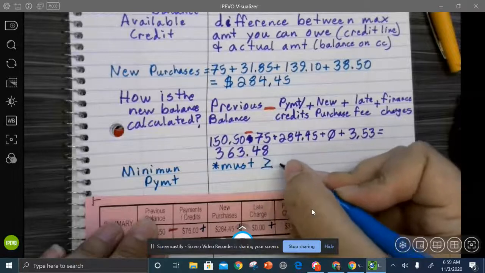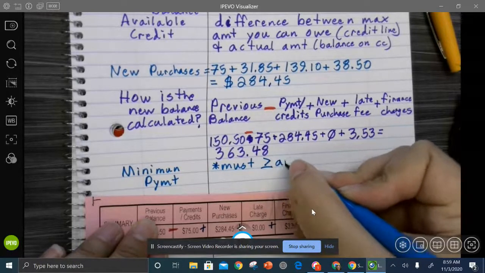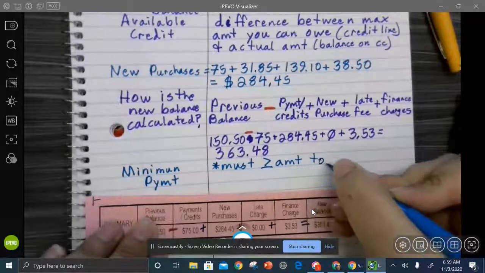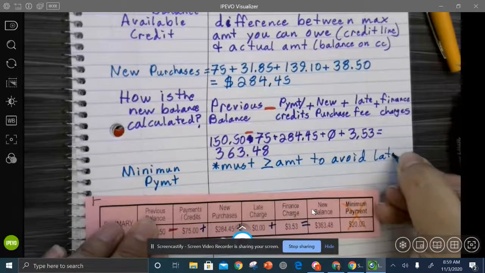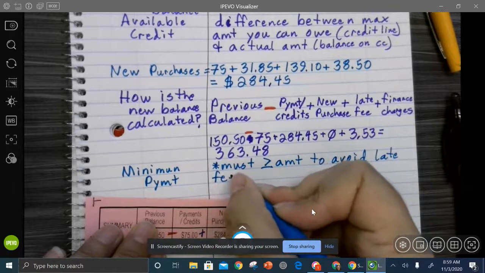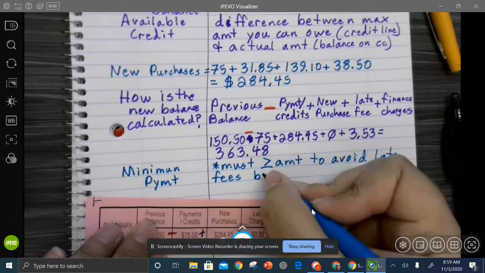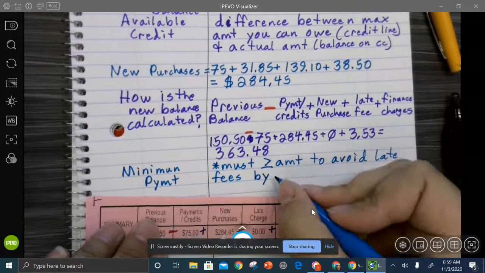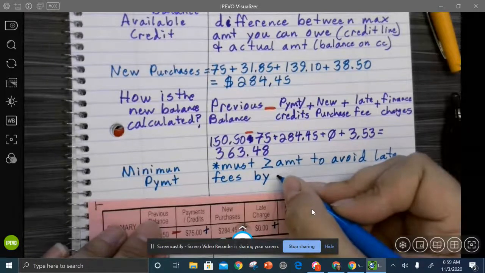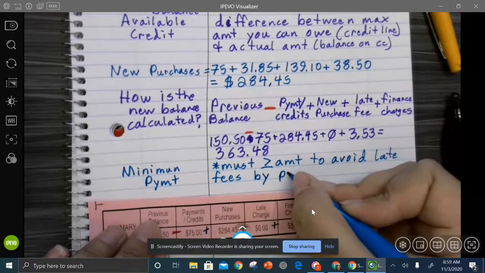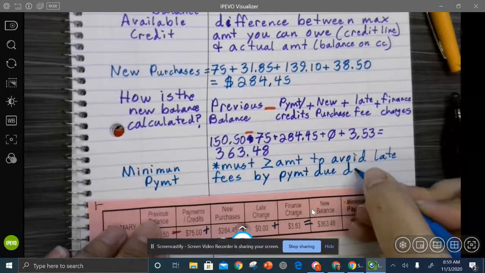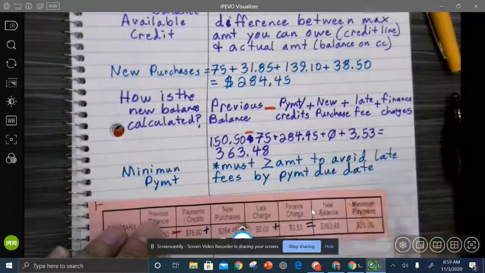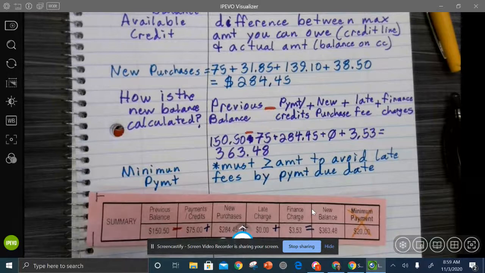So you must pay at least that amount to avoid the late fees by the payment due date. Okay. So you have to pay that before.